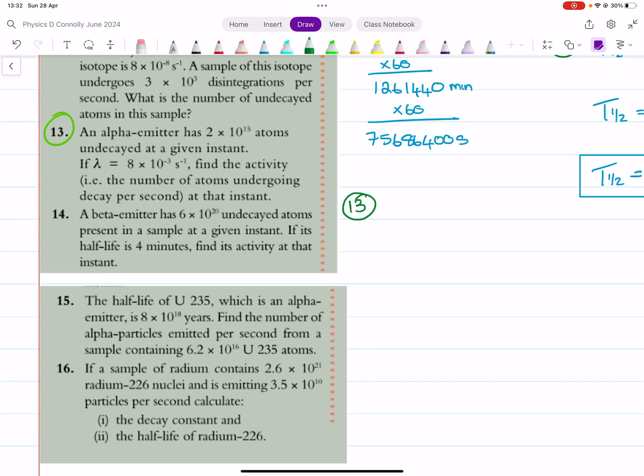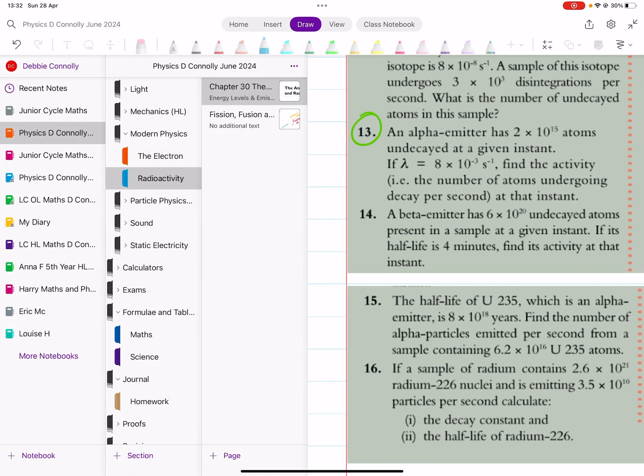Okay, so an alpha emitter has 2.2 by 10 to the 15 atoms undecayed at a given instant. If the decay constant, lambda, is 8 by 10 to the minus 3, find the activity. So, did we actually look at these in here?